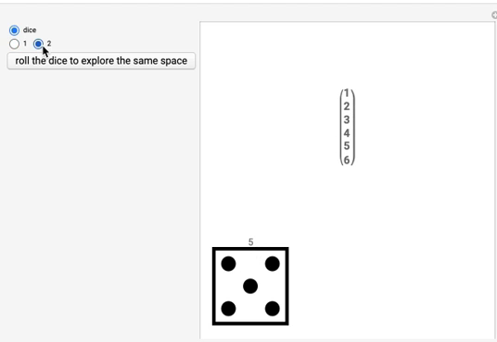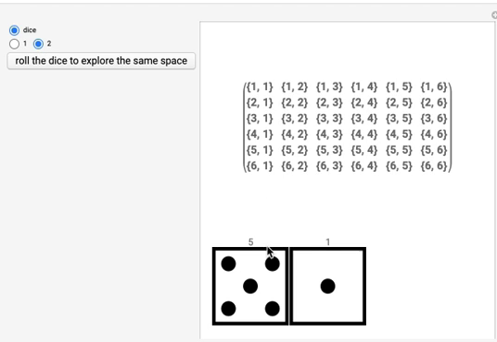So now let's have 2 dice. So the first die has 5 and the second die has 1. So you can now roll the dice again. 6 and 5, we got that. The first one we got a 6, the second die has 5. So this is the sample space.